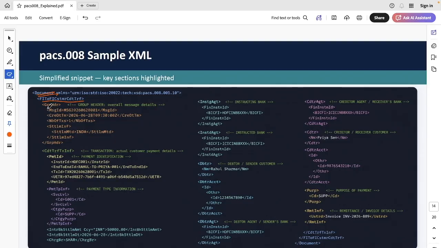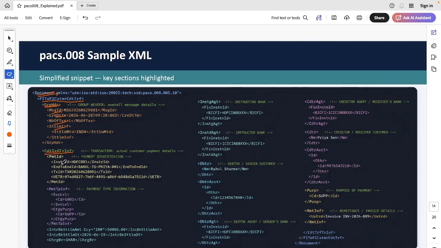Now if we further come down below, we start with the group header. We have already looked at it. The group header basically gives you the message level information. So this is like the envelope of the message. It contains details like your message ID, creation date time, number of transactions, settlement information, and so on. Below that we have credit transfer transaction information. This particular block basically contains the actual payment transaction section.